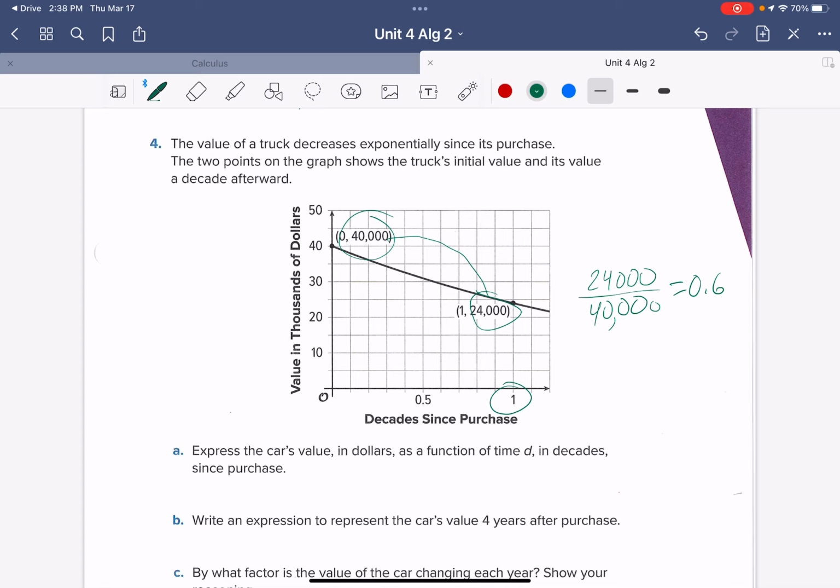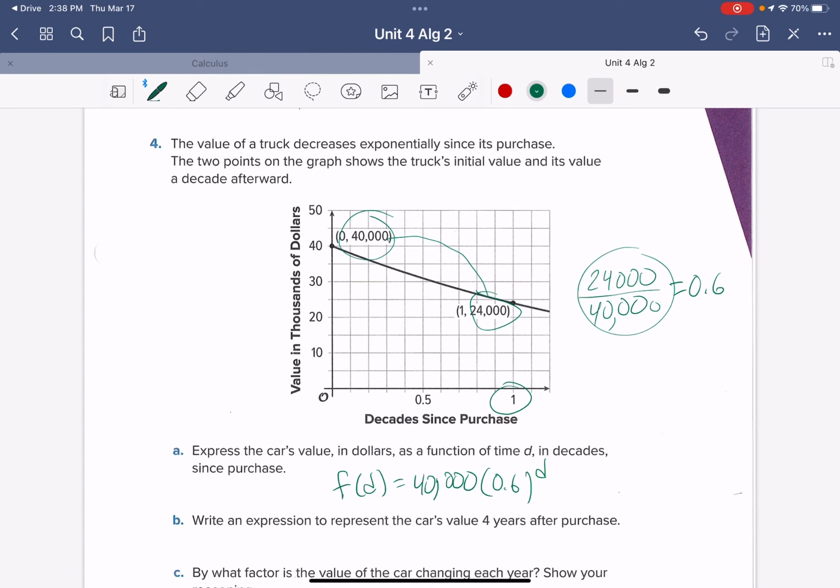0.6. So my function is going to be f of d is equal to 40,000, right, or starting. And then it's 0.6, which I got by figuring out the rate at which it goes down. And then d represents a decade. Well, a decade is 10 years.